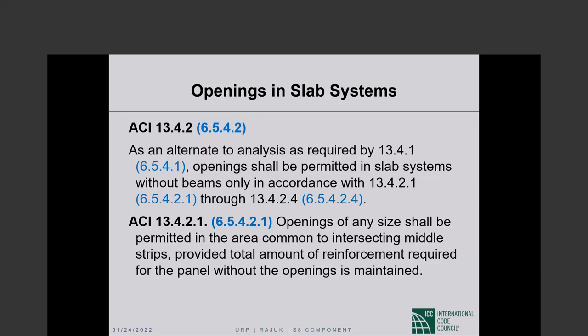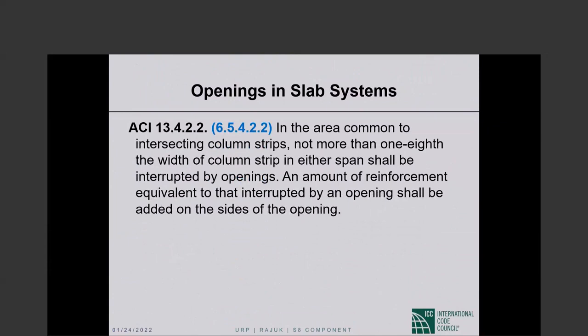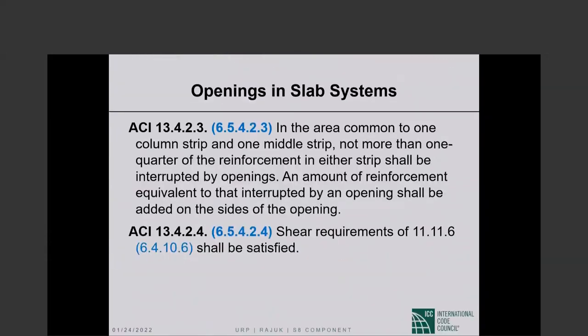Openings of any size shall be permitted in the area common to intersecting middle strips, provided the total amount of reinforcement required is maintained. In the area common to intersecting column strips, not more than 1/8 the width of the column strip in either span shall be interrupted by openings. An amount of reinforcement equivalent to that interrupted, that part is the same always. In the area common to one column strip and one middle strip, not more than 1/4 of the reinforcement in either strip shall be interrupted by openings.